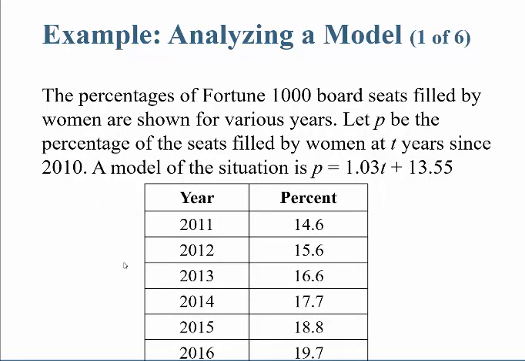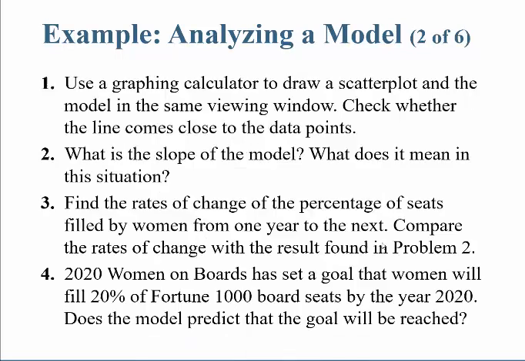All right, let's do another example. The percentage of Fortune 1000 board seats filled by women is shown for various years. Let P be the percentage of seats filled by women at T years since 2000. A model of this situation is given by the equation P = 1.03T + 13.55. You can see that as time has gone on, the percentage of women on these boards has gone up. That's great.